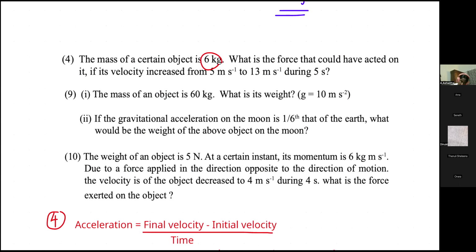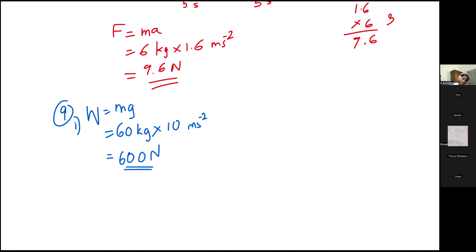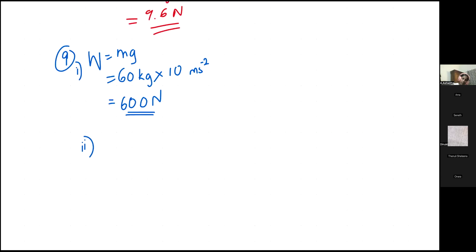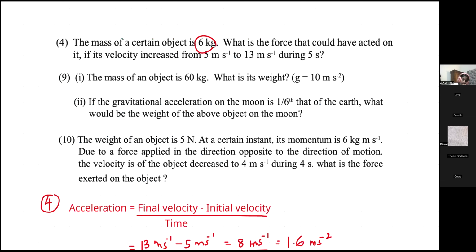Dinuki, what did you get for that? 100 newtons. Okay, you got 100 newtons. We'll see. So gravitational acceleration on the moon is 1 over 6th of that on earth, right? Now on earth it's 10 ms minus 2. So on the moon it's 1 over 6th that of the earth.